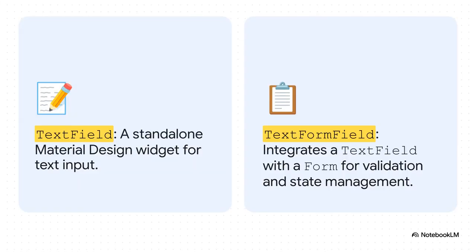Another thing that trips a lot of people up is knowing when to use a text field versus its cousin, text form field. The rule of thumb is actually really simple. If you just have a single standalone input field, text field is perfect. But the moment that field becomes part of a larger form, where you need to validate multiple fields at once, or save or reset the whole form together, you want to use a text form field. It's literally a text field that's been wrapped with all that extra form-related goodness.